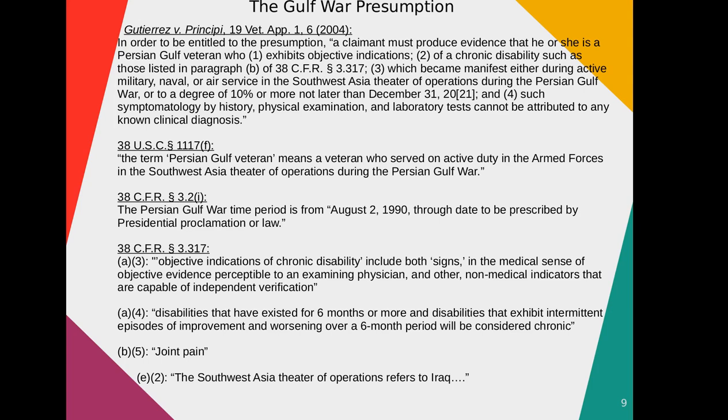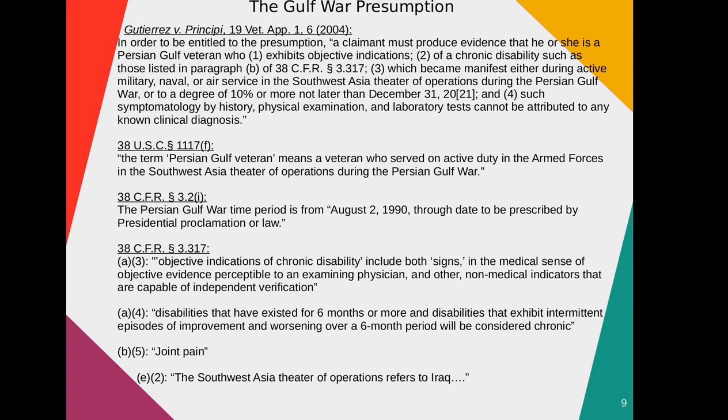(a)(3) says, objective indications of chronic disability include both signs, in the medical sense of objective evidence perceptible to an examining physician, and other non-medical indicators that are capable of independent verification. Paragraph (a)(4) says that disabilities that have existed for 6 months or more and disabilities that exhibit intermittent episodes of improvement and worsening over a 6-month period will be considered chronic. Paragraph (b)(5) does include joint pain, and paragraph (e)(2) says that the Southwest Asia Theater of Operations refers to Iraq and then goes on to list other countries and areas that are included.